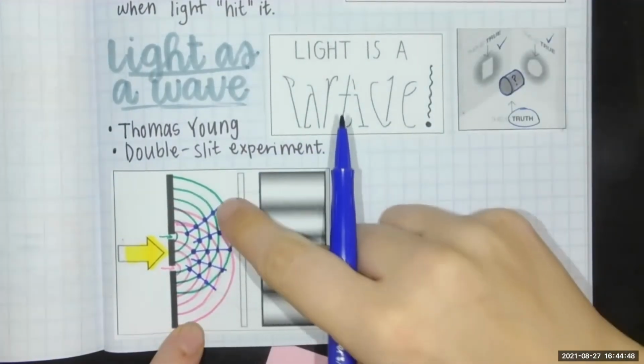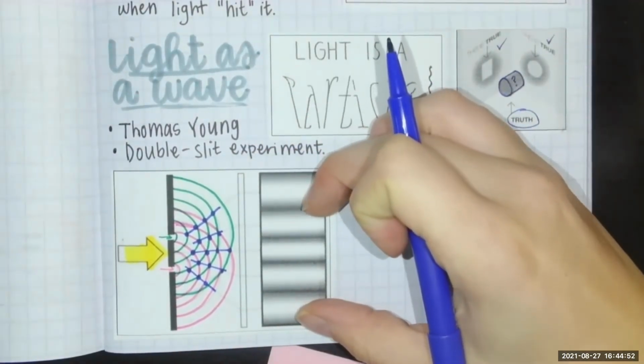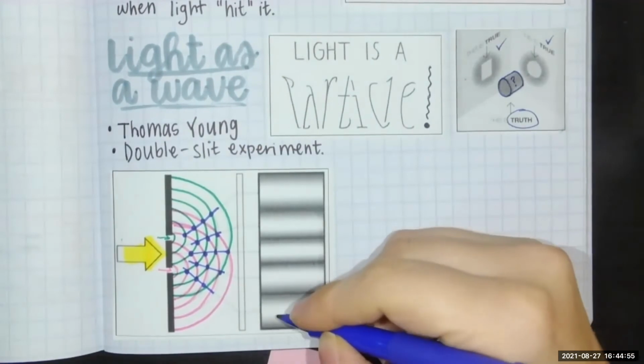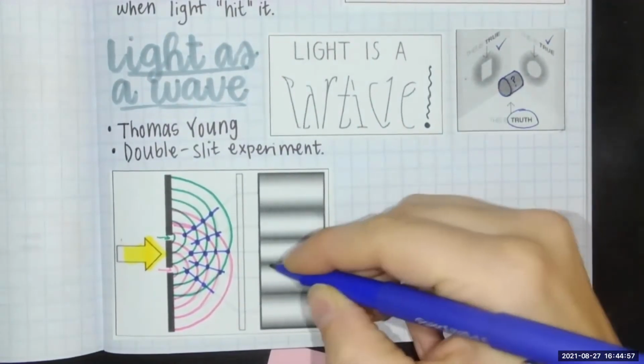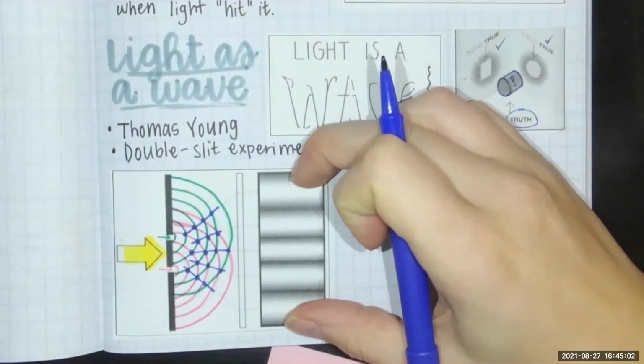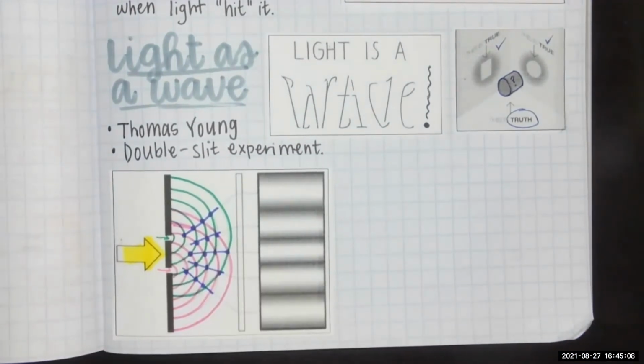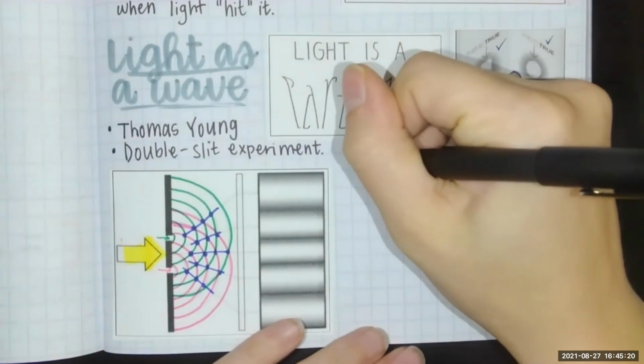Stripe, stripe, stripe. And what it looks like is this. You've got white, black, white, black, just like what they were seeing inside of that box. So Thomas Young's double slit experiment basically showed that light is a wave because when waves come together, they have a distinct collision pattern.